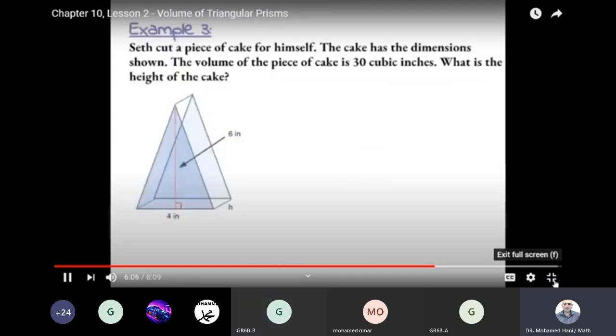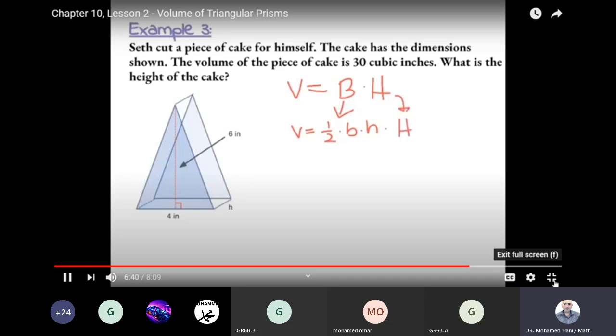Example 3. Seth cut a piece of cake for himself. The cake has the dimensions shown. The volume of the piece of cake is 30 cubic inches. What is the height of the cake? So the formula for volume of a triangular prism is B times H, where B is the area of a triangle, and the formula for the area of the triangle is 1/2 times the base times the height of the triangle, times the height of the prism.